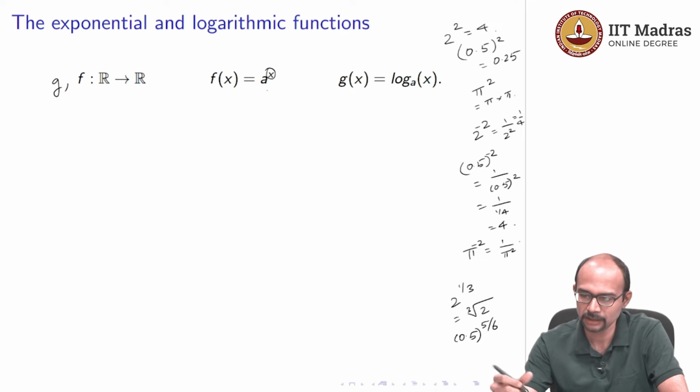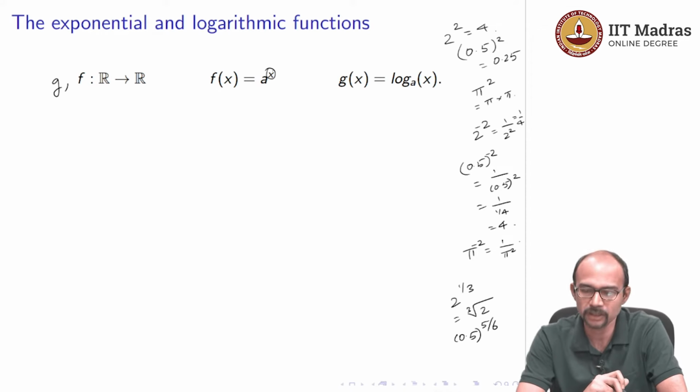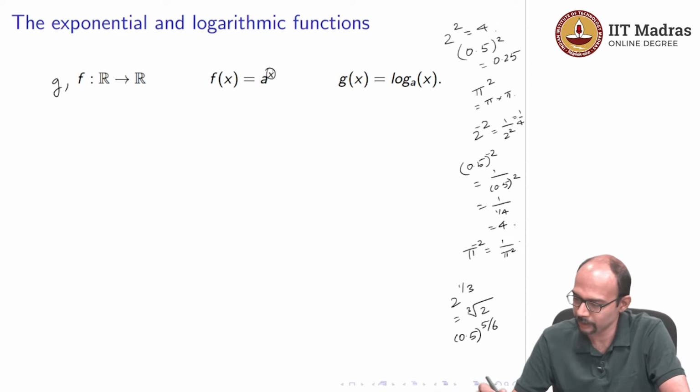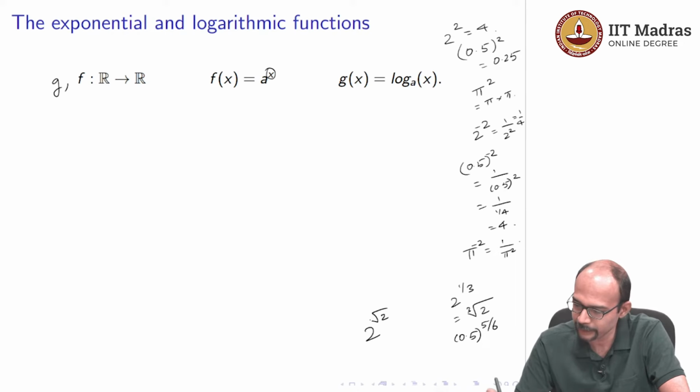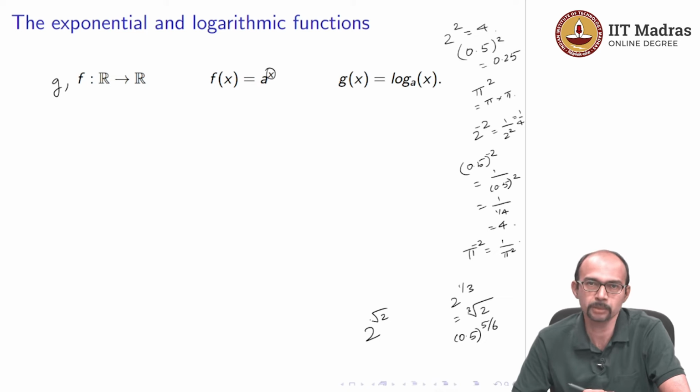Okay. But now we are saying you look at the function f of x is a to the power x, where x is running over all real numbers. So, we also have to deal with things which are not rational. For example, if you take 2 to the power root 2, what is the meaning of such a thing?